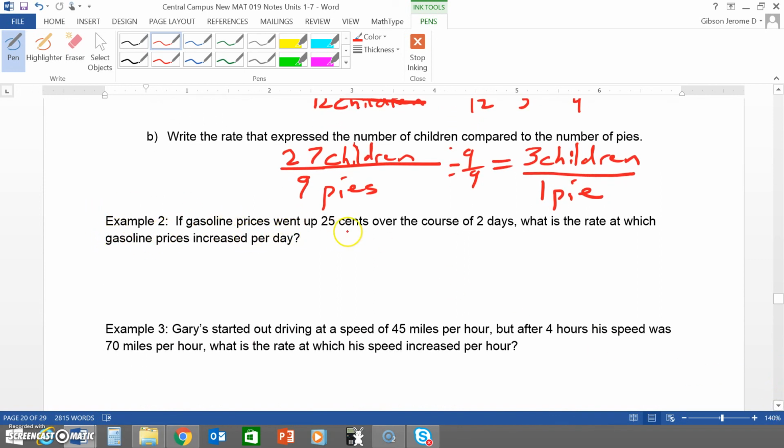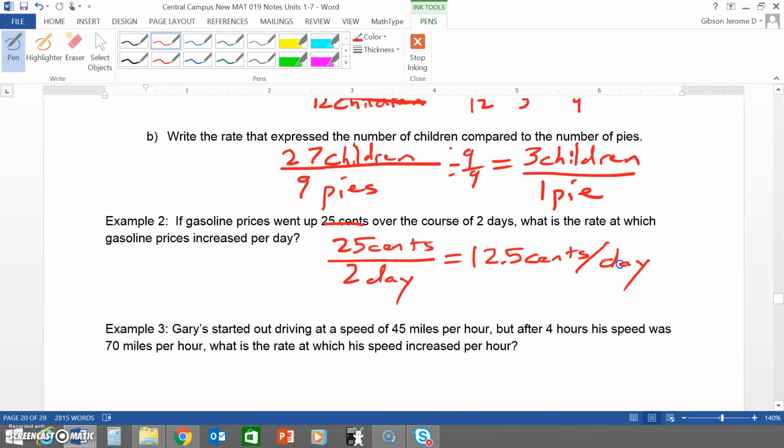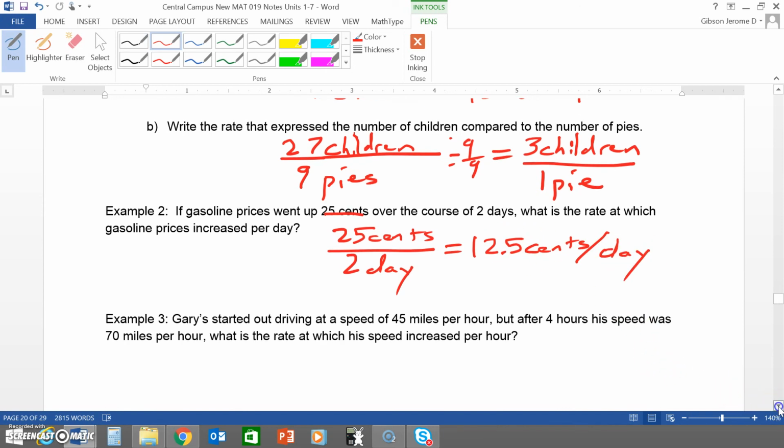Example 2. If gasoline prices went up 25 cents over the course of 2 days, what is the rate at which gasoline prices increased per day? So it went up 25 cents over the course of 2 days. So we would take 25 cents and divide that by 2 days. Now, 25 divided by 2, if you put that in your calculator, it ends up being 12.5 cents per day or per 1 day. And that is the final answer to example 2.